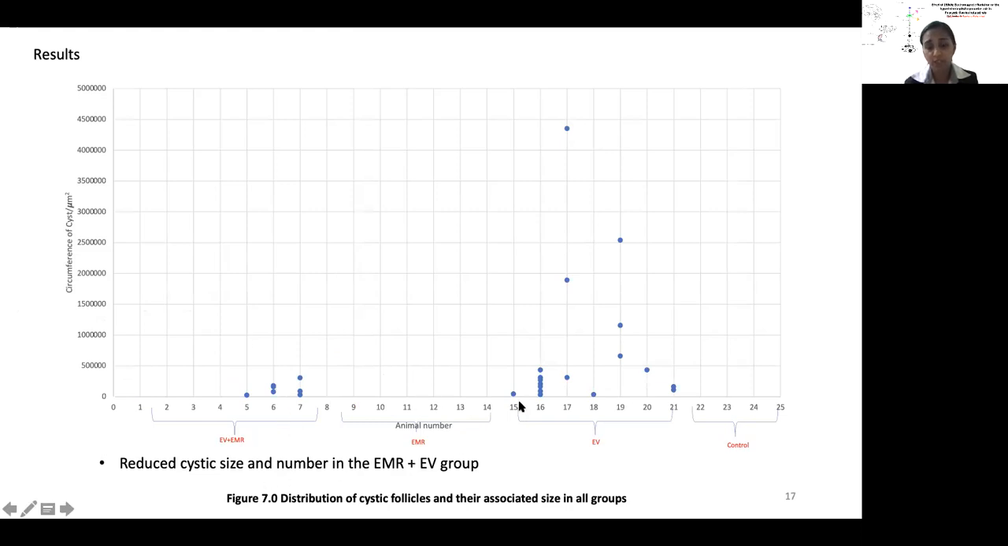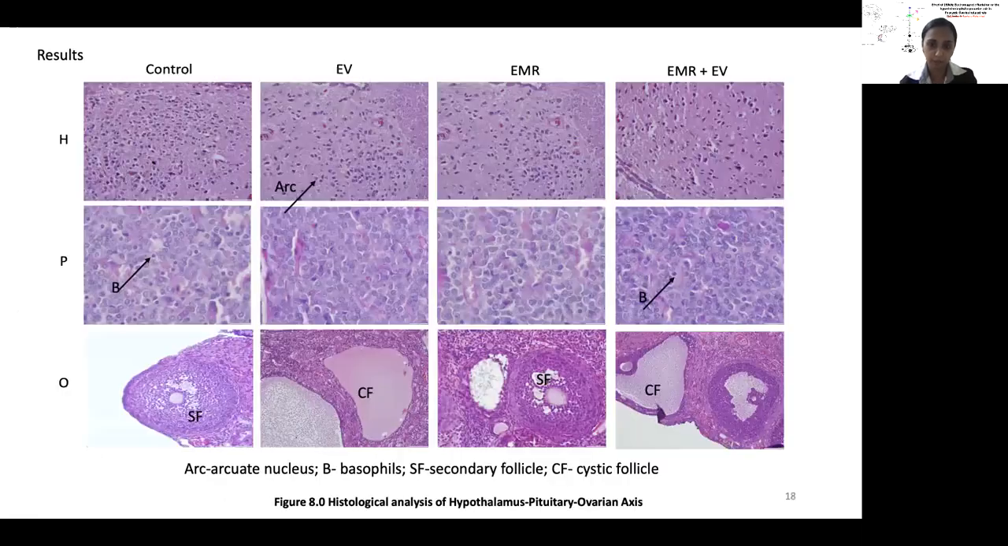The next thing is that we needed to reconfirm that the EMR does reduce the size and number of cysts. Here you can see the control had no cyst formation. The estradiol valerate group had plenty of cysts. In the EMR group, we did not see any cysts forming, and in the EV and EMR group, we saw a reduced amount of cysts. Some of them actually did not have any cysts, right? So there was a reduced cystic size and number, so it was reconfirmed for this experiment.